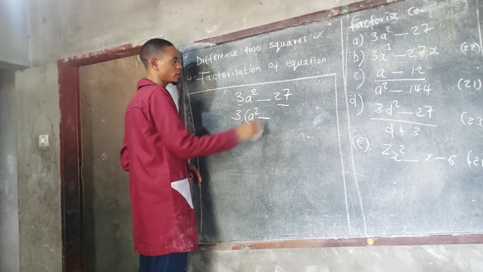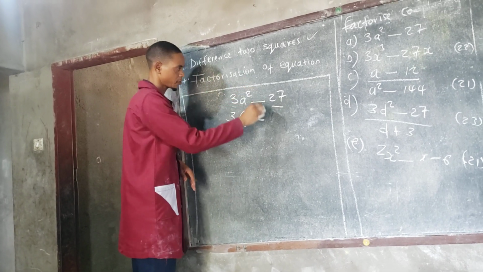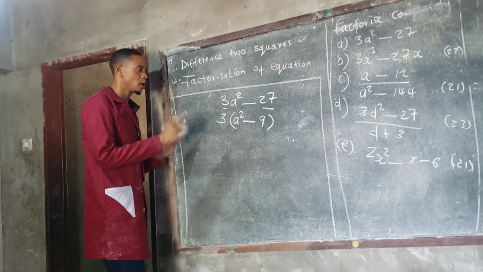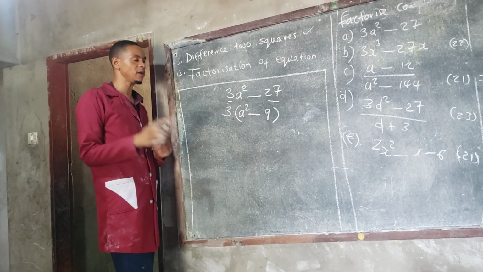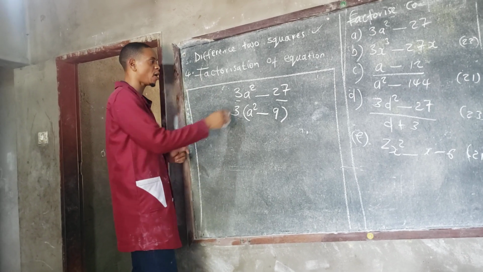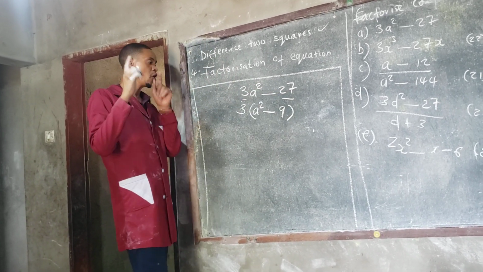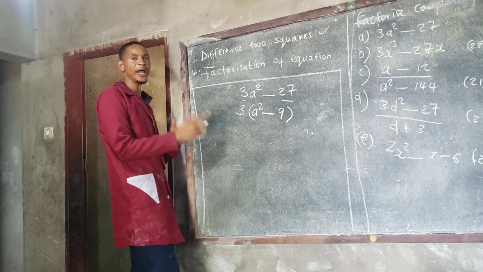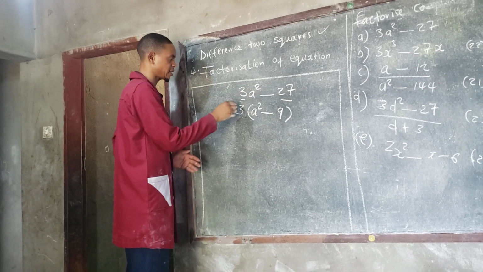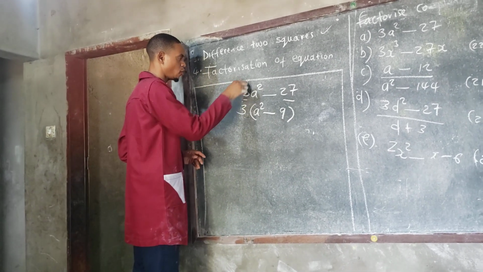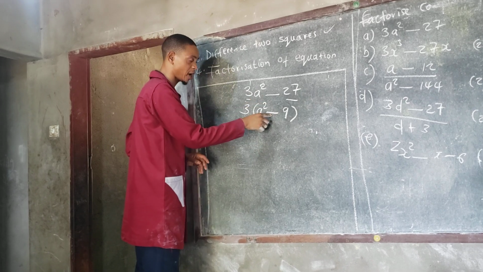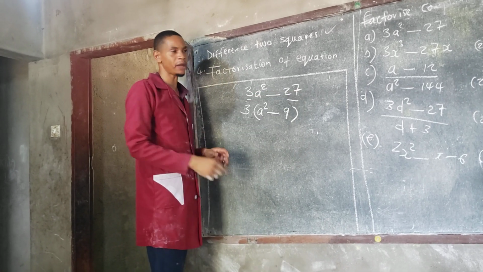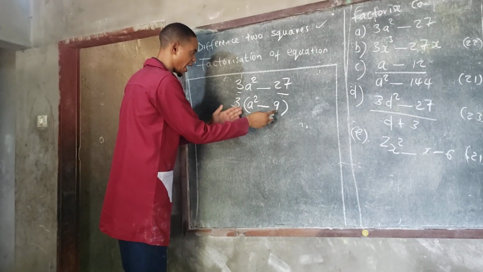how many times does 3 go into 27? That is 9. So how am I getting 9? First of all, find the common factor of 3 and 27, which is 3. So I begin to divide both numbers. 3 into 3 is 1, so 1 times a squared. Subtraction. 3 into 27 goes 9 times. That's how I arrived at this.